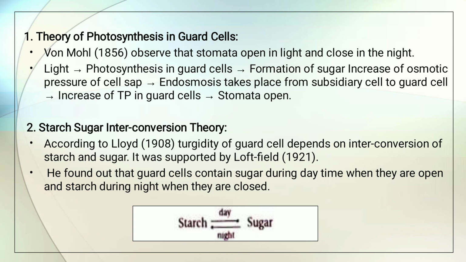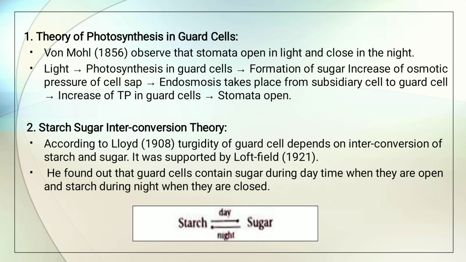Okay. This theory was not accepted because for sufficient accumulation of sugar to bring about endosmosis and turgidity, the rate of photosynthesis by the guard cells is too slow. Moreover, it has also been observed that the chloroplasts of the guard cells are either totally incapable or can carry on only insufficient photosynthesis.